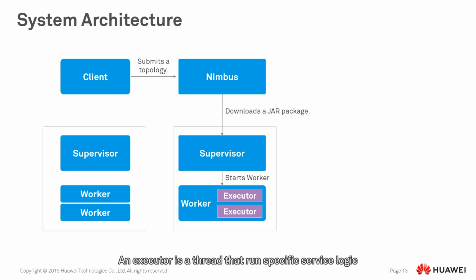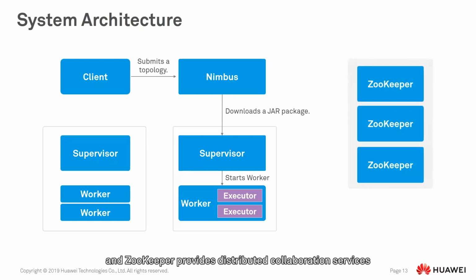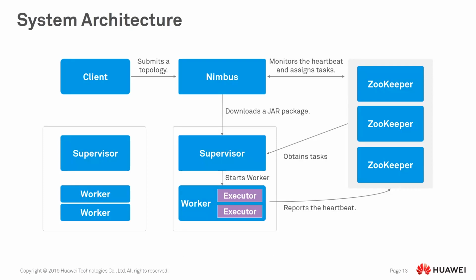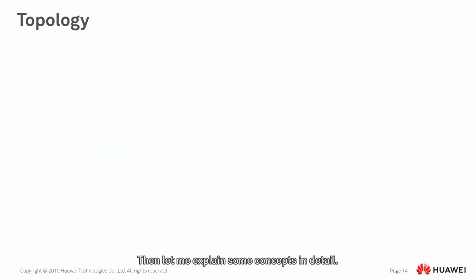An executor is the thread that runs specific service logic, and Zookeeper provides distributed collaboration services for service processes. Nimbus, supervisor, and worker register their information in Zookeeper. This enables Nimbus to detect the health status of all roles. Then let me explain some concepts in detail.